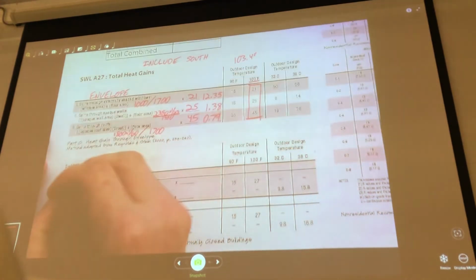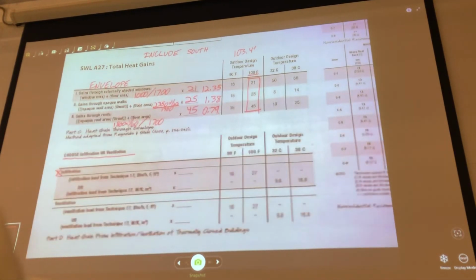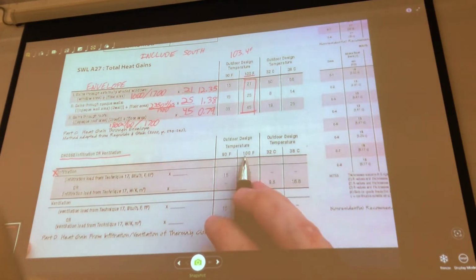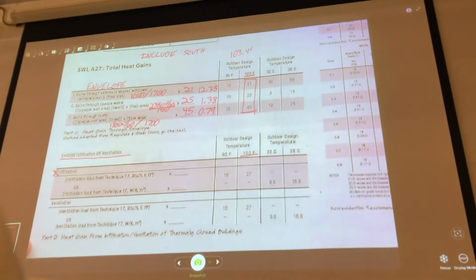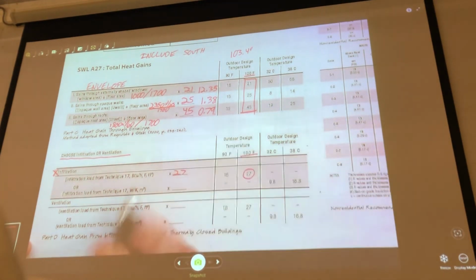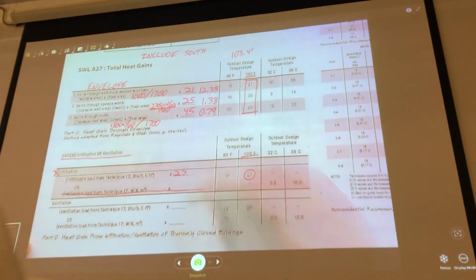So I'm going to focus all my attention on infiltration, because I'm doing single-family residential. Again, we're going to design for the same temperature, which means I'm going to multiply by 27. Now notice we have two different lines here. One of them is for imperial, one of them is for metric, so we don't need to worry about the one on the bottom.